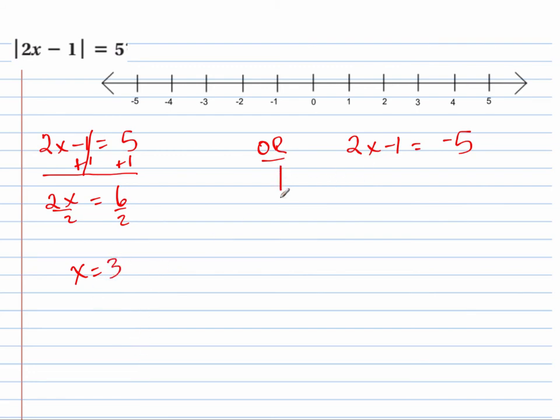Or, now, if it helps, draw a giant line down the center of your page. I want to get rid of the negative 1, so I'm going to add 1 to both sides. So 2x goes away is equal to negative 4. To get rid of the 2, I'm going to divide through by 2. So x is equal to negative 2. So the answer is x is equal to 3 or x is equal to negative 2.